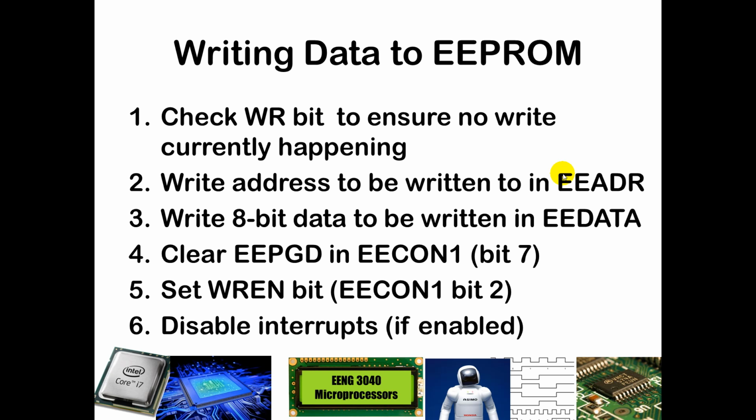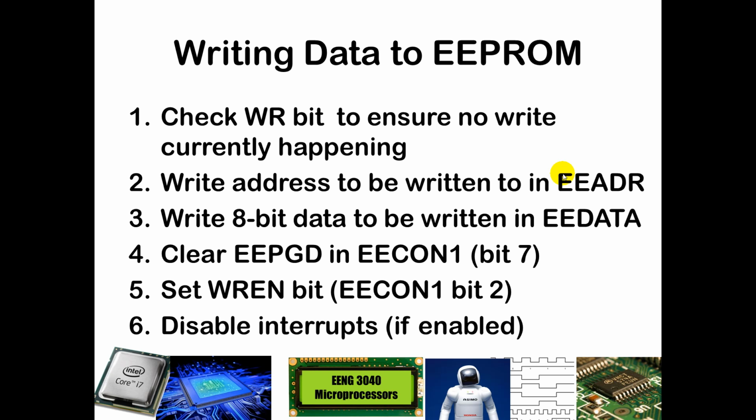How to write to the EEPROM. This requires a little bit more detailed sequence. You want to first make sure that there's not something else writing to the EEPROM, so you should poll the WR bit to make sure that there's not a write currently happening. So you can just put in a while WR, just like you did with the GO bit for the A to D. And then you want to put the address that you want to write to in EEADR. And then you want to write the data that you want to put out in EEDATA.